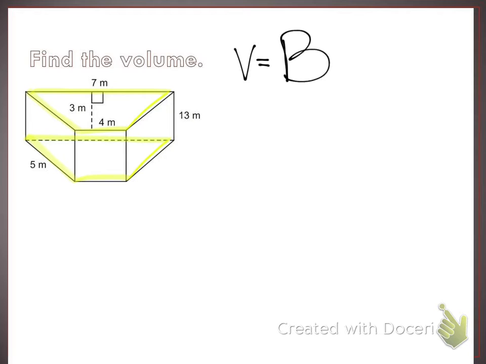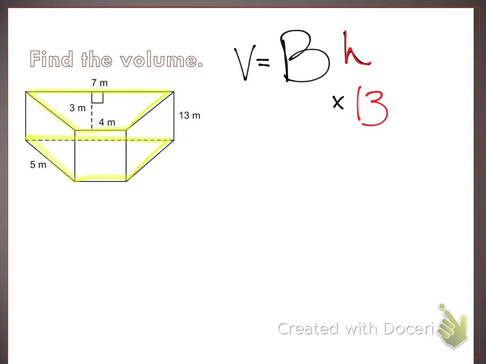Area of the base. I will correct you every time because a lot of people see this B and they think base. It is area of the base. So you have to do something to find this number, and then it is times the height of the whole prism. Let's go ahead and find the height. What is the height between the two trapezoids?